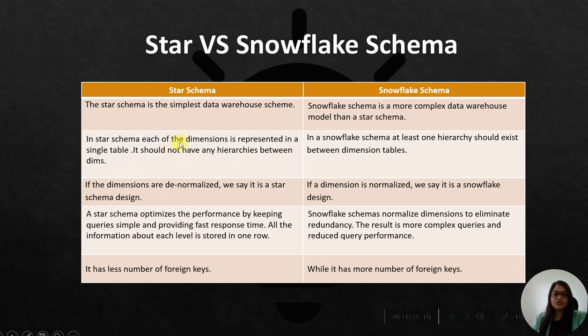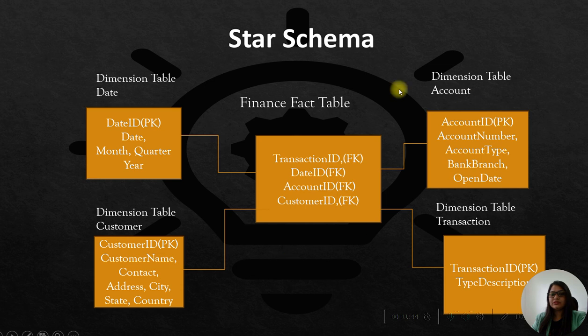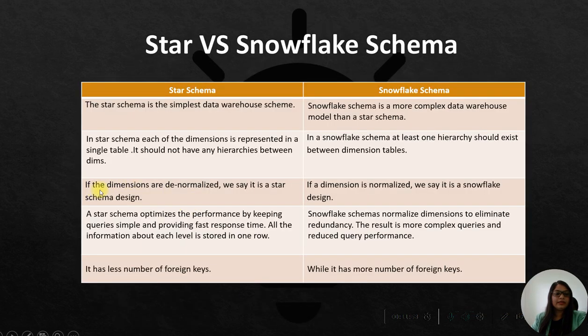In star schema, each dimension is represented in a single table. It should not have any hierarchy between dimensions. But in Snowflake schema, at least one hierarchy should exist between the dimension tables. Like this, here is one dimension table and there is a hierarchy, meaning a sub-dimension table. But in star schema, there is no sub-dimension table and there is no hierarchy. If the dimension tables are denormalized, we say it is star schema, and if they are normalized, then it is called a Snowflake schema.